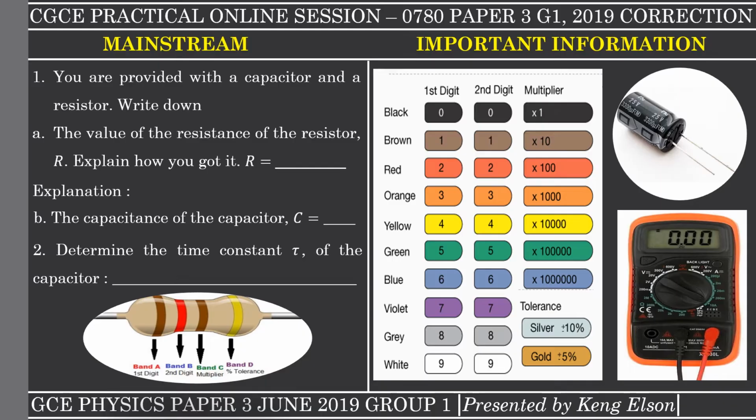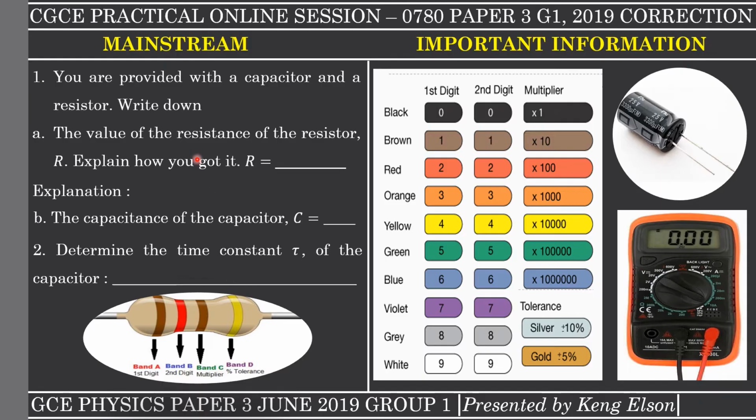I will reply instantly. All right, the first section of physics paper 3 is mainstream, and this mainstream is dealing with electricity. In mainstream 1, you are provided with a capacitor and a resistor. Write down the value of the resistance of the resistor and explain how you got it. Then next, determine the capacitance of the capacitor and the time constant of the capacitor.